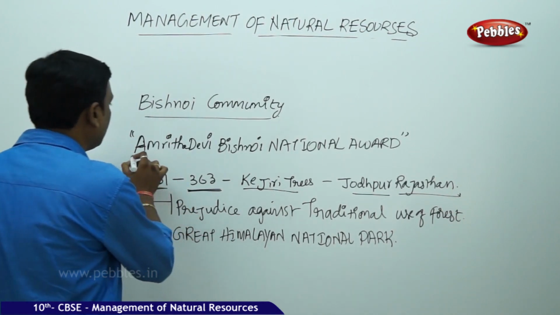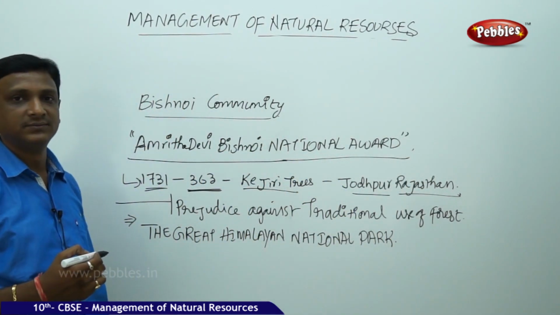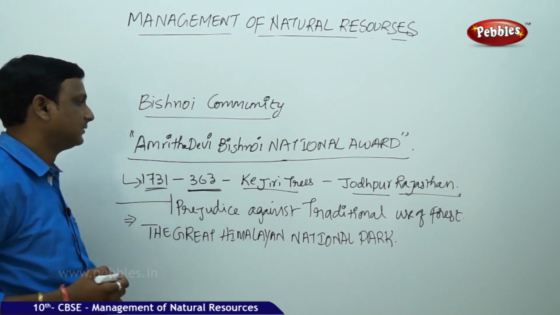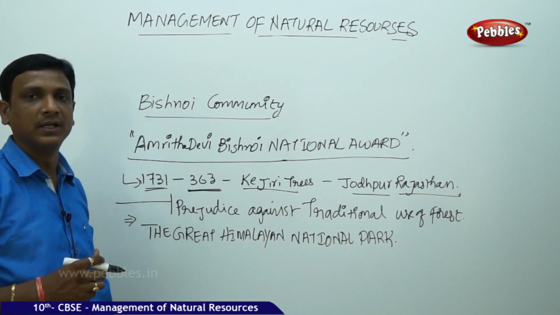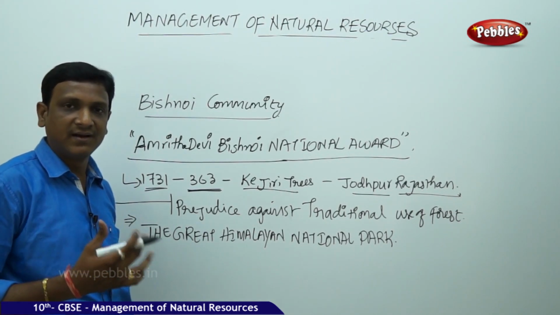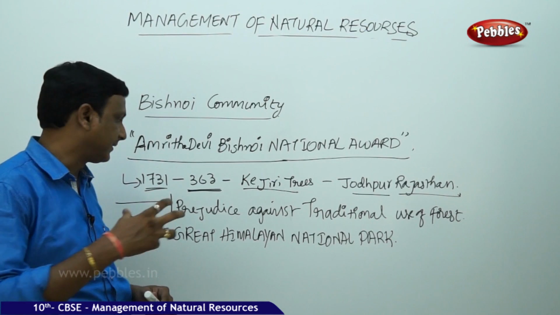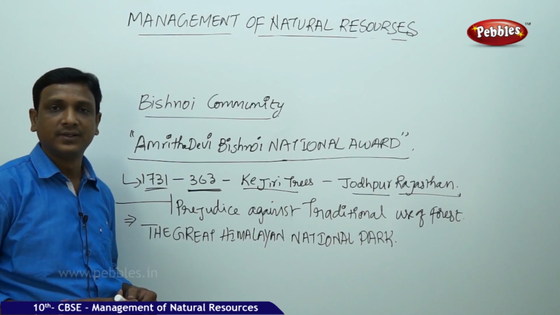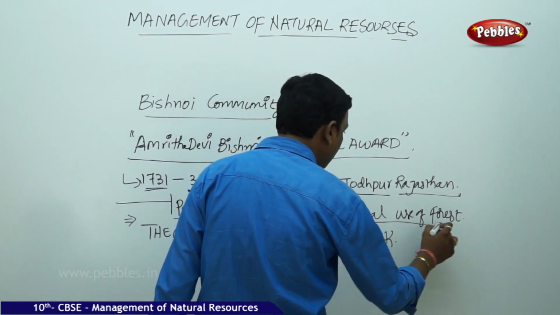So because of this, every year the Amrita Devi Bishnoi National Award is awarded by the government for the conservation of forest and wildlife. In that area, this award is being given. So this instance shows the bonding of the local people to the forest. But even then, there are certain views that these people are exploiting the forest products. So these people are kept away. But in many other instances, it is proved it is wrong. It is not correct.